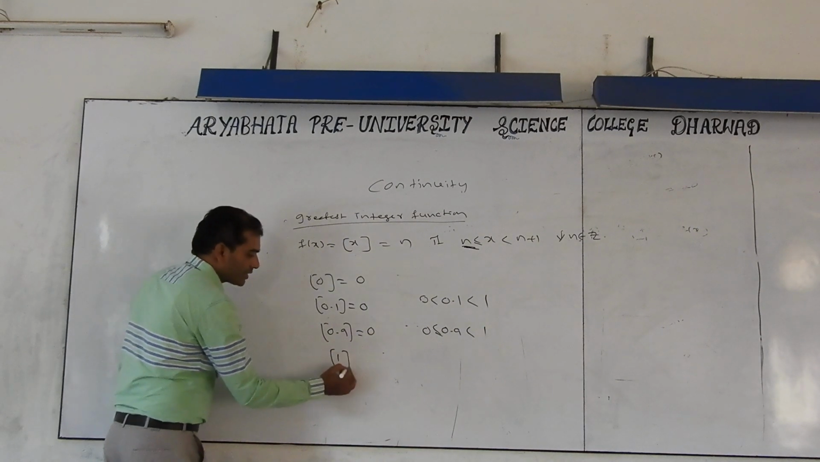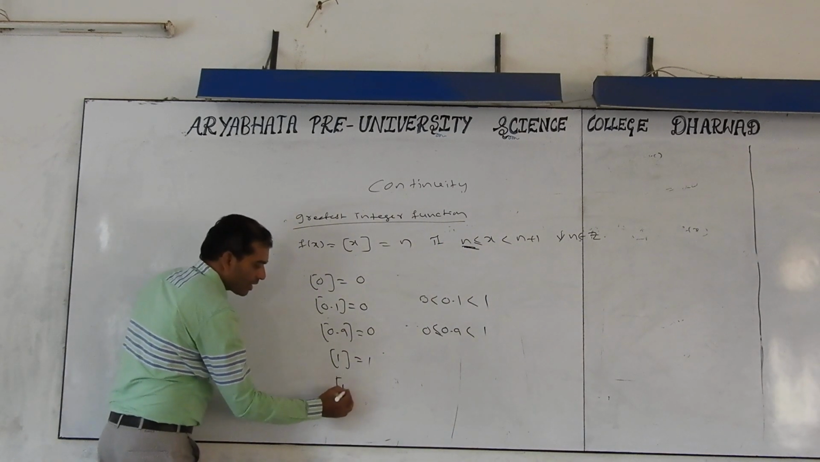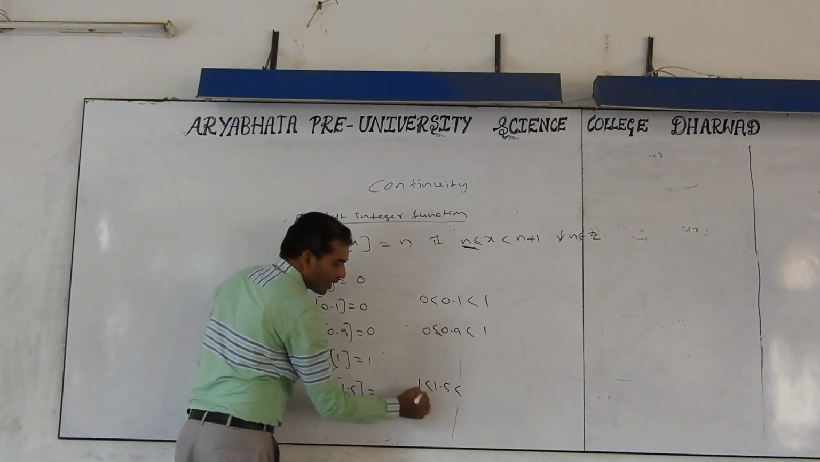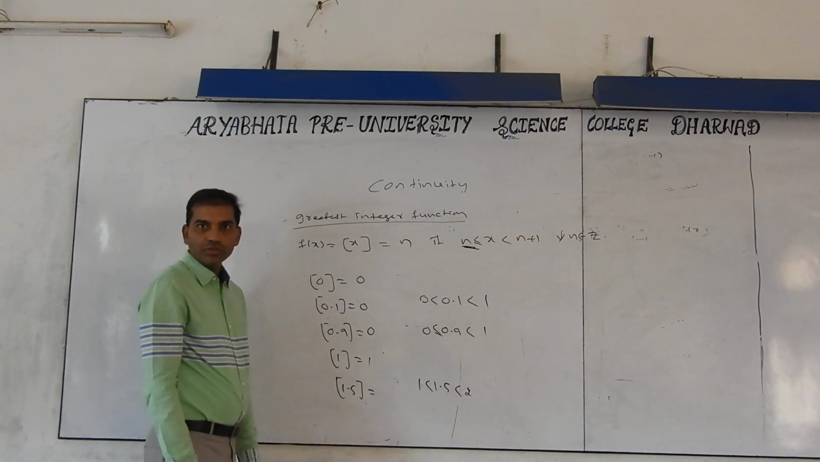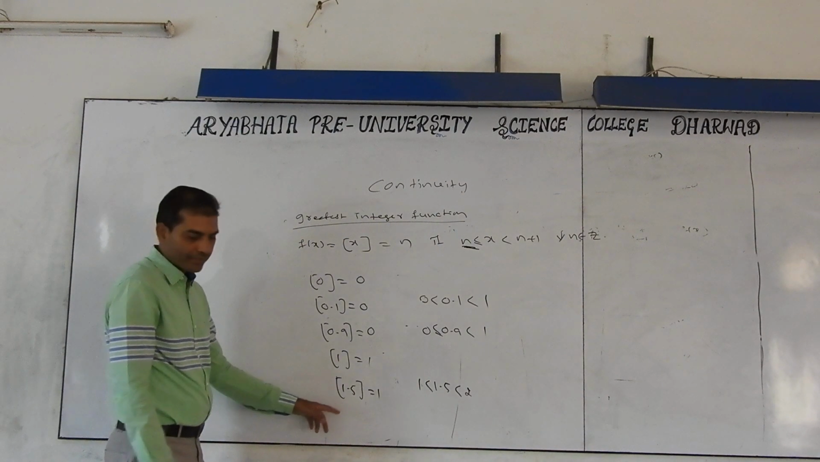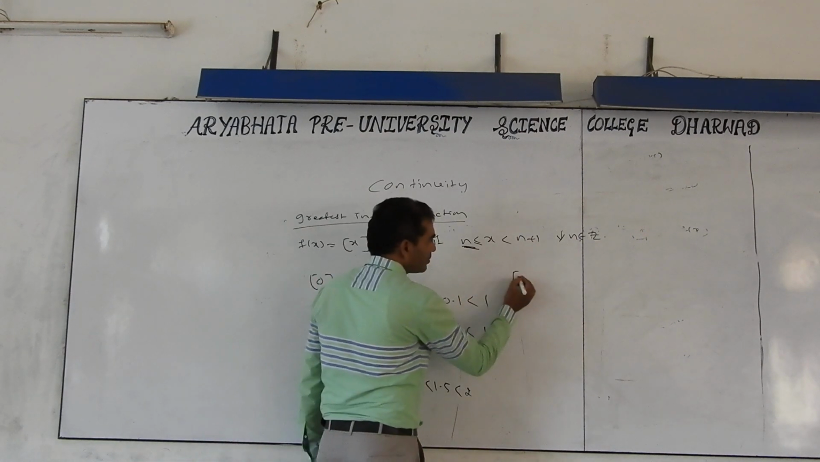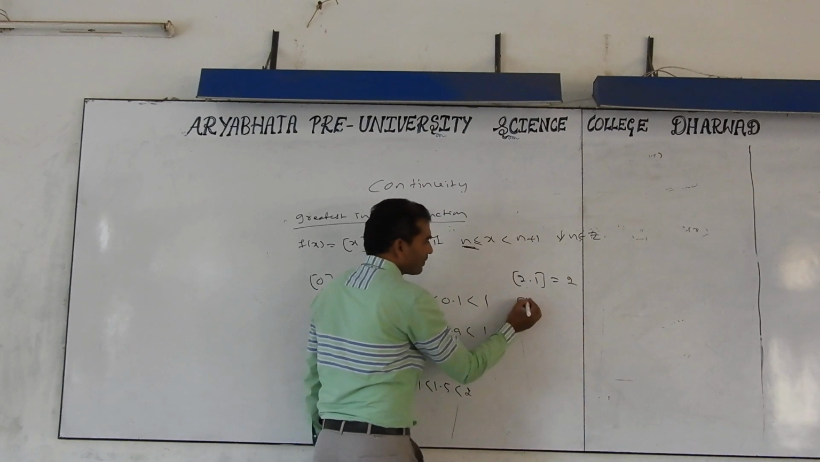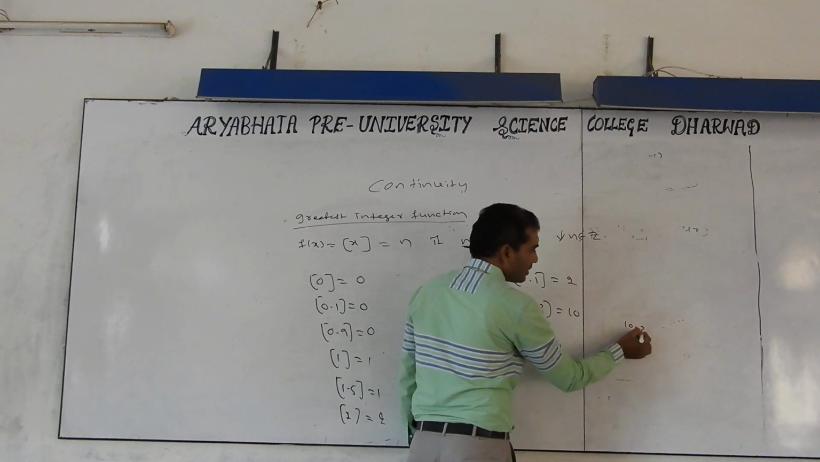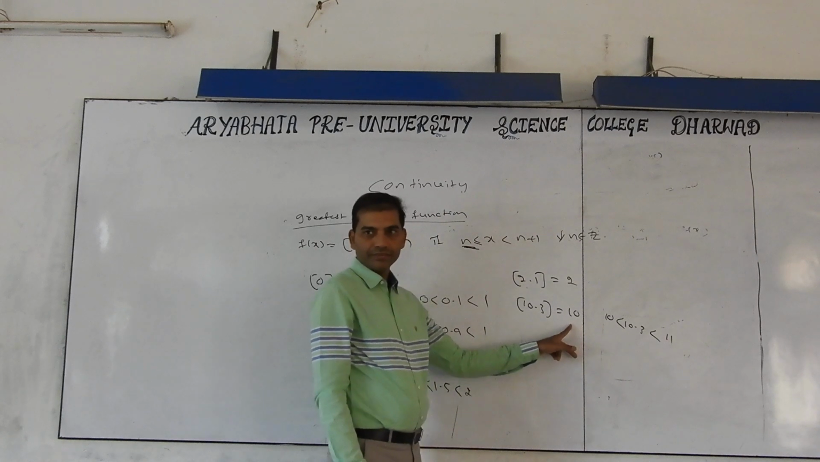Step of 1, the integer value is equal to the integer only, 1. If you take step of 1.5, tell me, 1.5 lies between 1 and 2. The least integer is 1. So step of 1.5 is 1. Tell me step of 2: 2. Step of 2.1: 2. Step of 10.3: 10. Why? 10.3 lies between 10 and 11. So the least integer is 10.